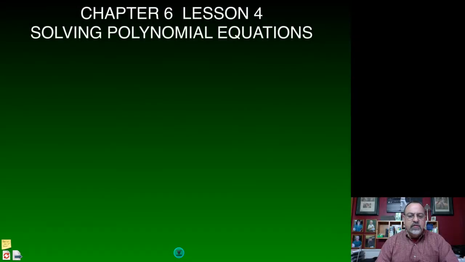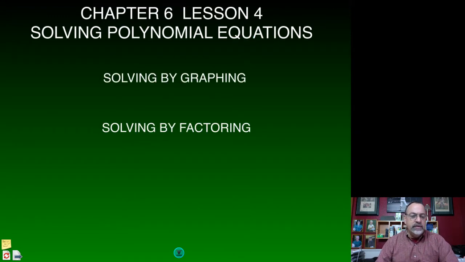Chapter 6, Lesson 4 of Advanced Algebra, looking at solving these polynomial equations that we've been working with. And we're going to solve these polynomial equations the same way that we've been solving quadratic equations earlier. Two methods that we looked at: solving by graphing using the calculator, and solving by factoring.